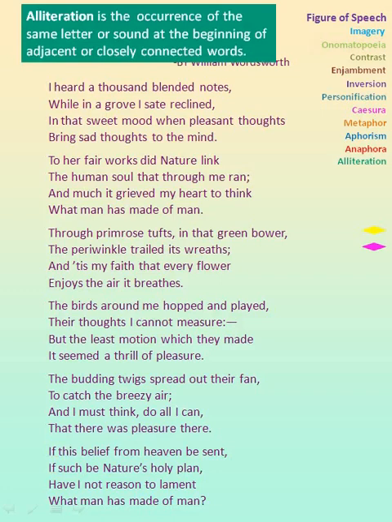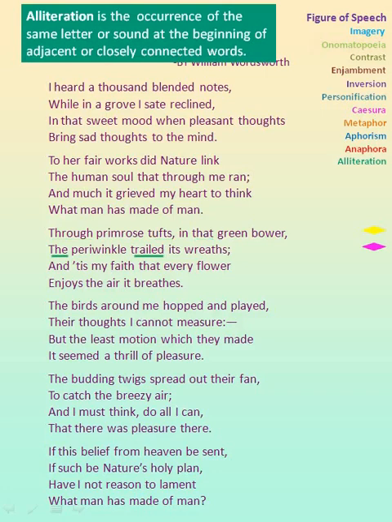Now let us quickly see the alliterated words in this poem. Alliteration is the occurrence of the same letter or sound at the beginning of adjacent or even closely connected words. So here in this line you can see that and thought are alliterated words. In this line, the human soul that through me ran, here also that and through are alliterated words. What man has made of man, man made man are the alliterated words. In the next line, through primrose tufts in that green bower, here through, tuft, that, all are alliterated words.